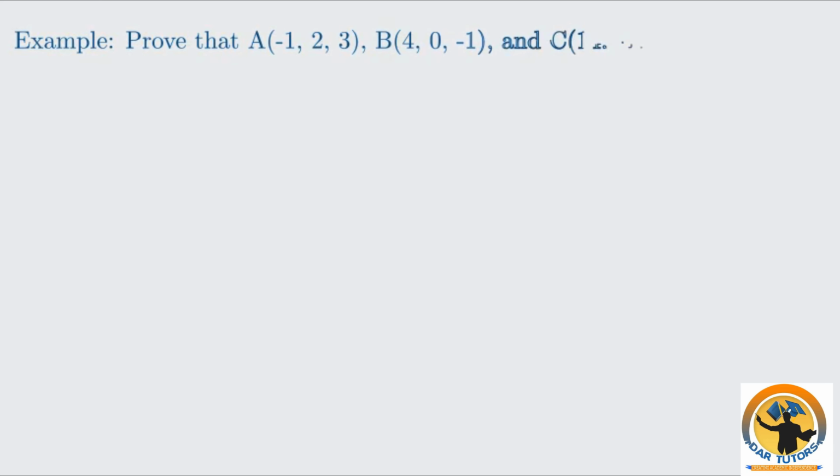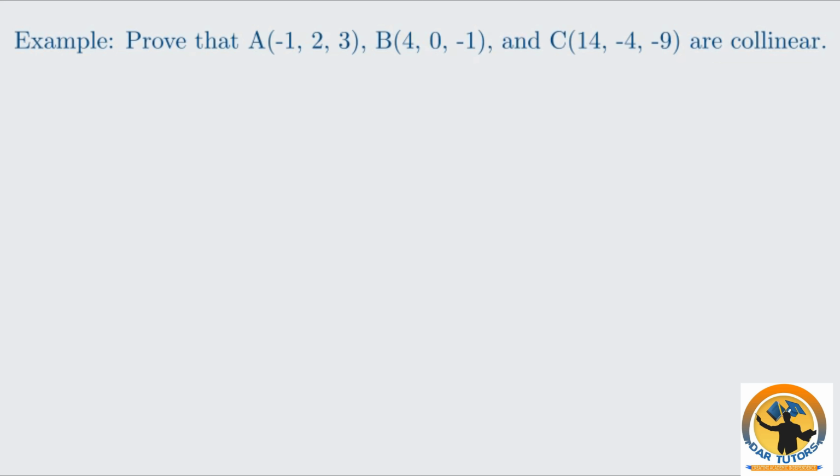Let's walk through an example. This is similar to example 27 in your notes. We need to prove that the points A(-1, 2, 3), B(4, 0, -1), and C(14, -4, -9) are collinear.